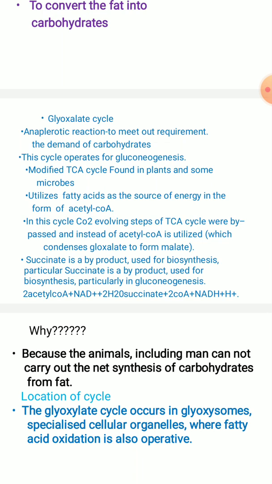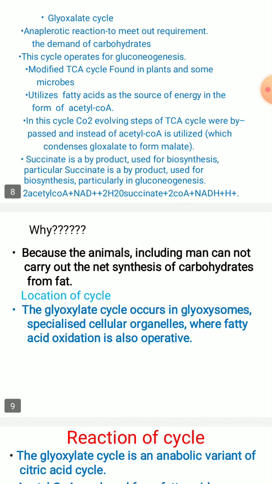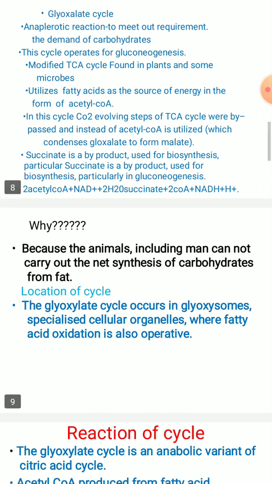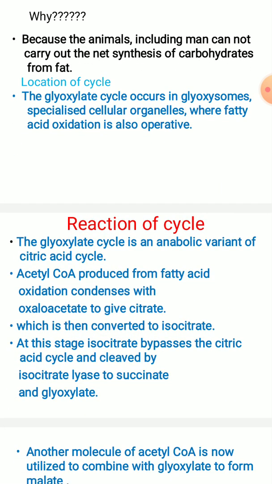So why should this glyoxylate cycle happen? Because the animals including man cannot carry out the net synthesis of carbohydrates from fat. Understanding? So that's why this cycle is going to happen only in plants and other microorganisms. So you can see where this glyoxylate cycle will happen. What is the location? This is going to occur in glyoxysomes, the specialized cellular organelles, where fatty acid oxidation can also be operated.